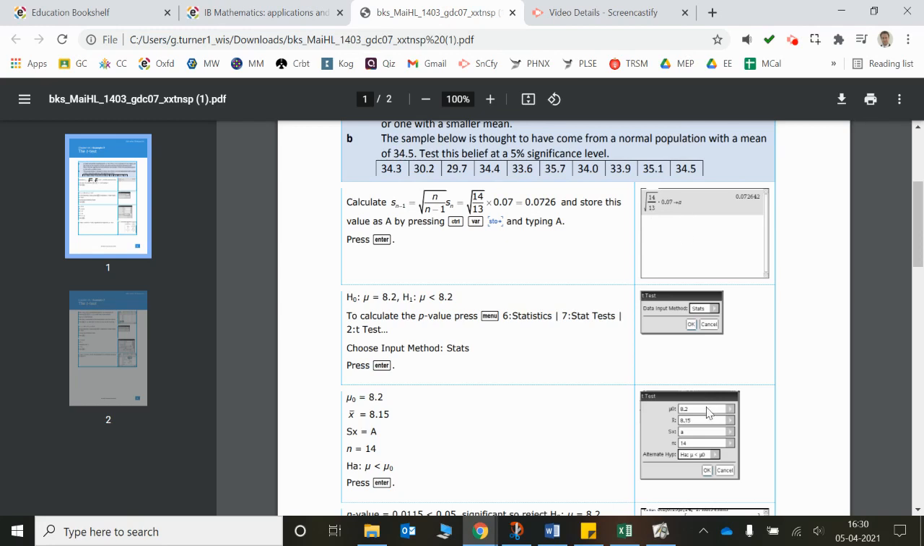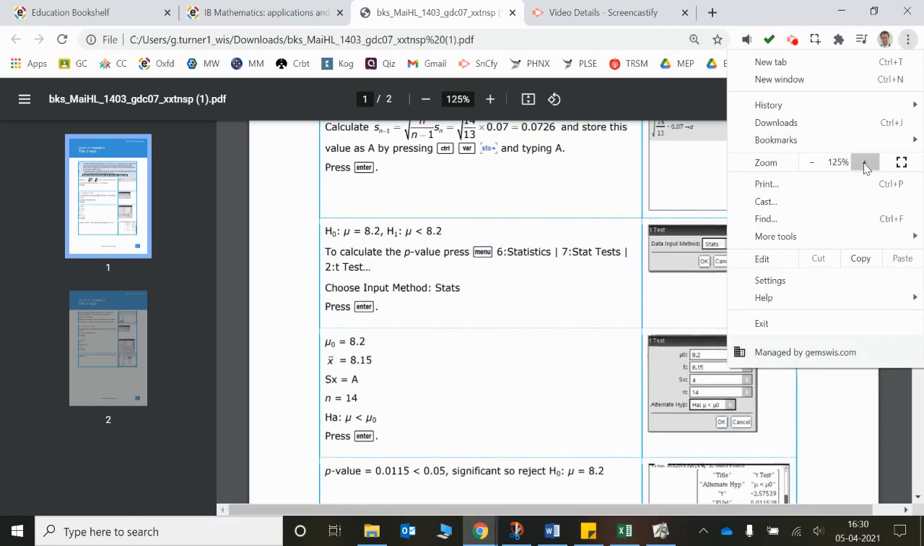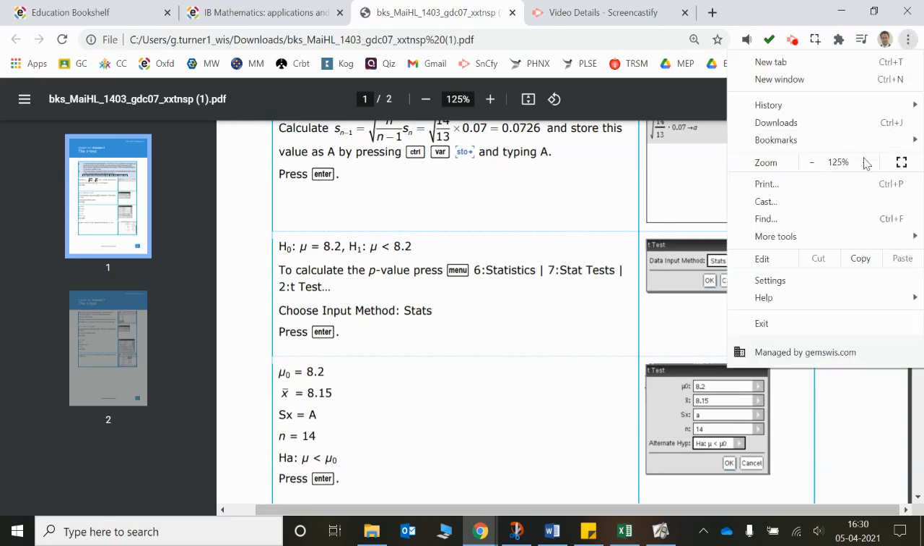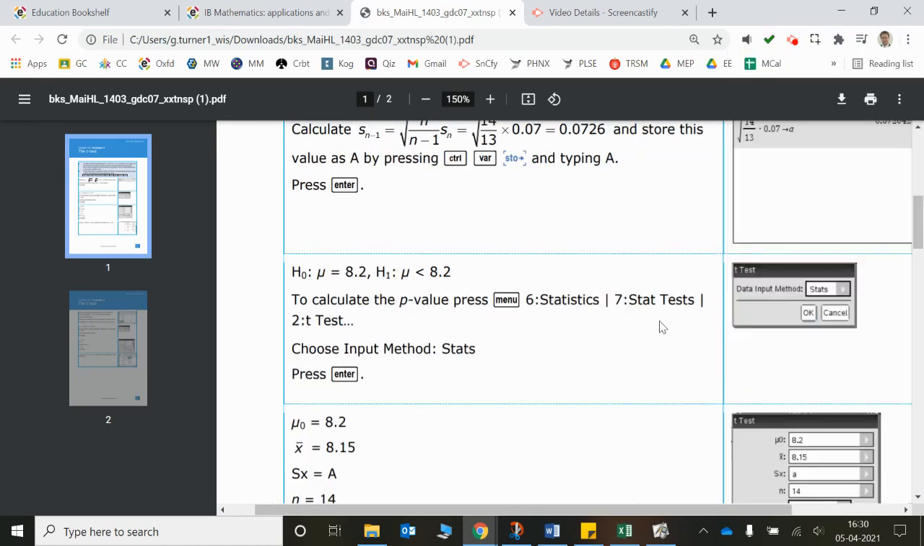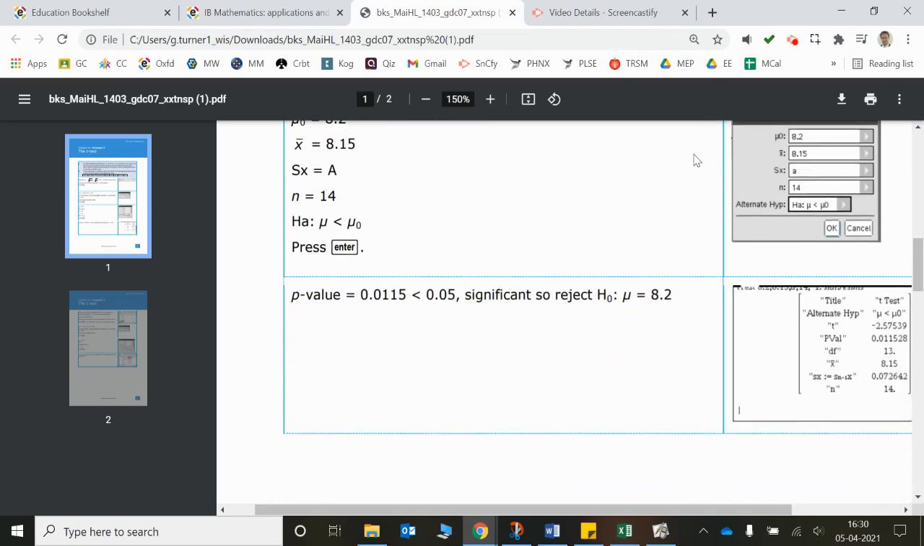So they've put in A when it comes to putting in the statistics. So again, follow the thing I did on Scratchpad: menu, statistics, stat test, t-test. You've got to put in this information here. Now they put in A instead, so let's see how different their answers are to mine. So let's just zoom in once more. Okay, so I put in all the same information apart from the rounded off answer here.